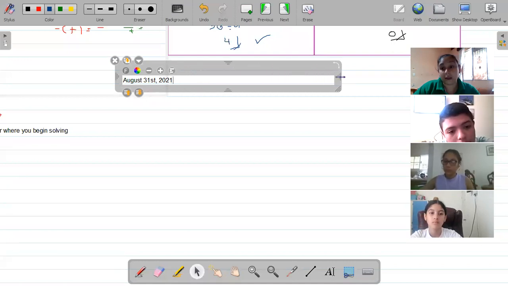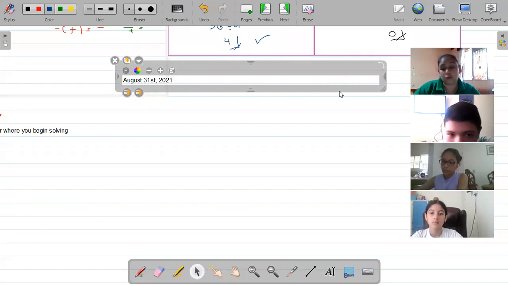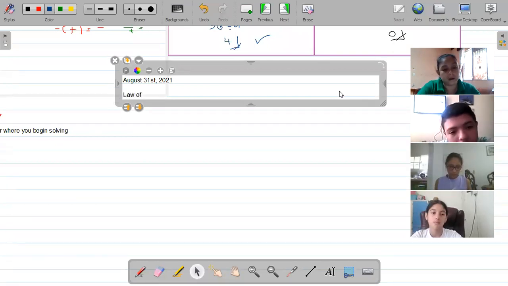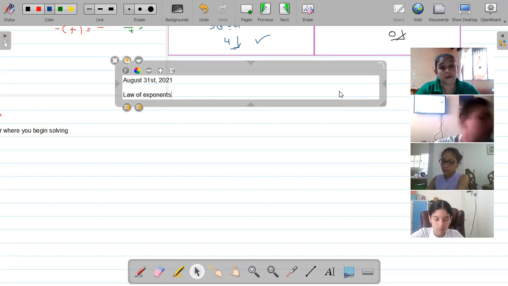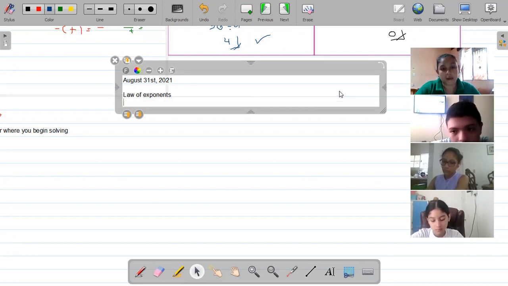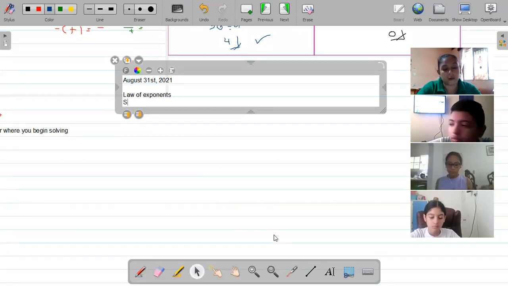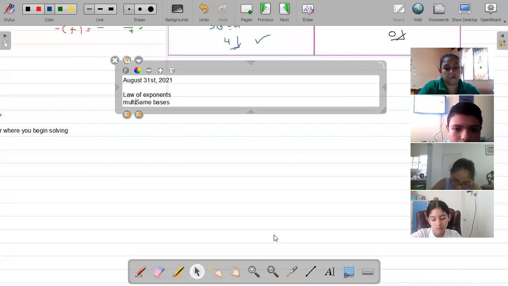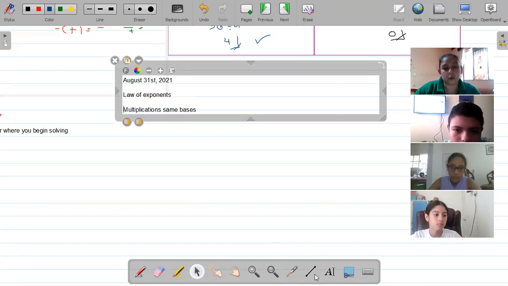And today we're going to see something that's really, really important for the rest of this school year, and that is the law of exponents. After that, we're going to include the variables. Right now, we keep it simple, okay? Law of exponents, we have several laws. I'm going to do it handwritten, okay? The first one is when we have same bases. Multiplication of same bases. And that's the first one that we're going to do.